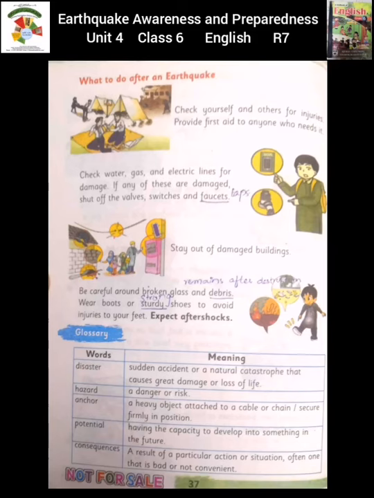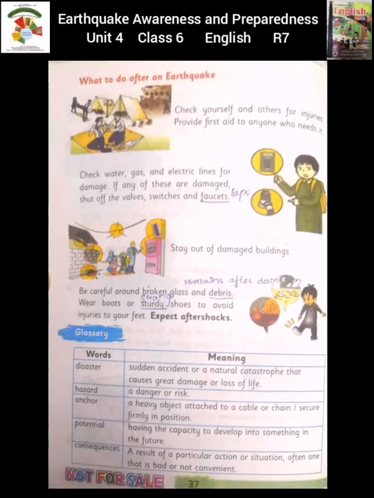So here in the last part we will be studying about the steps after an earthquake, like what to do after an earthquake. First of all, check yourself and others for injuries. Provide first aid to anyone who needs it. Check water, gas and electric lines for damage. If any of these are damaged, shut off the valves, switches and faucets. Stay out of damaged buildings. Be careful around broken glass and debris. Wear boots or sturdy shoes to avoid injuries to your feet. Expect aftershocks.